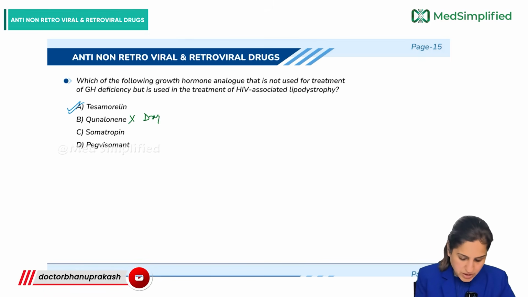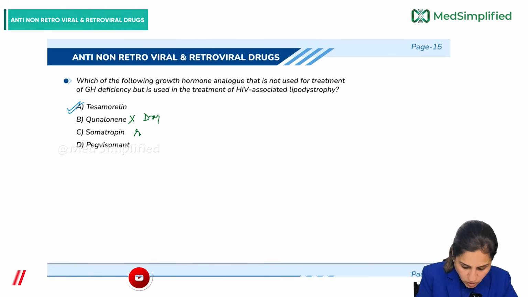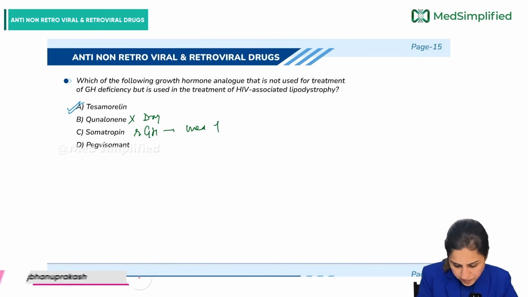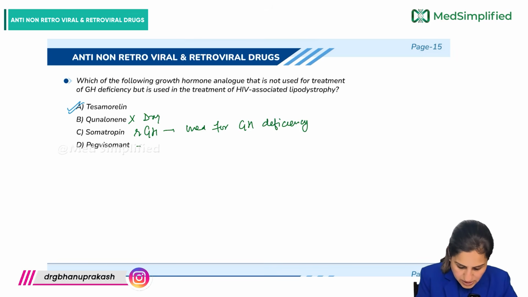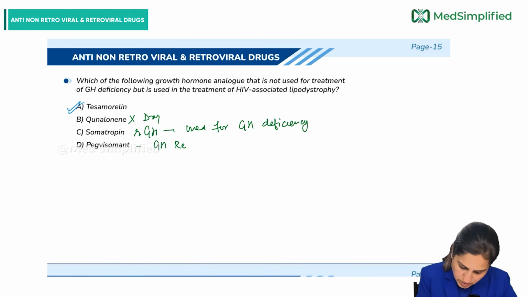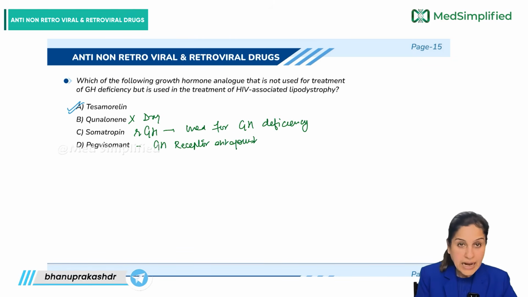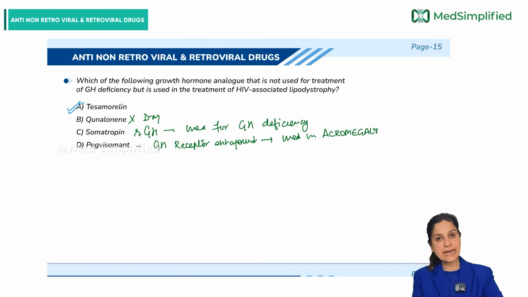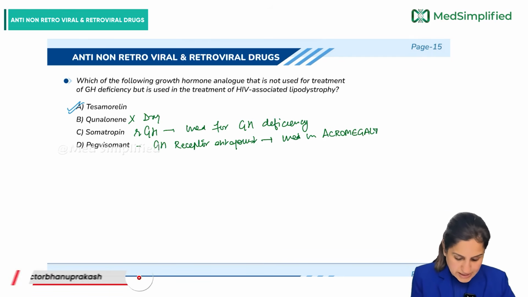Only a distractor. Somatropin. Now, somatropin is recombinant growth hormone and it is used for growth hormone deficiency. Pegvisomant is a growth hormone receptor antagonist used in acromegaly. Right? So the correct option here is tesamorelin.